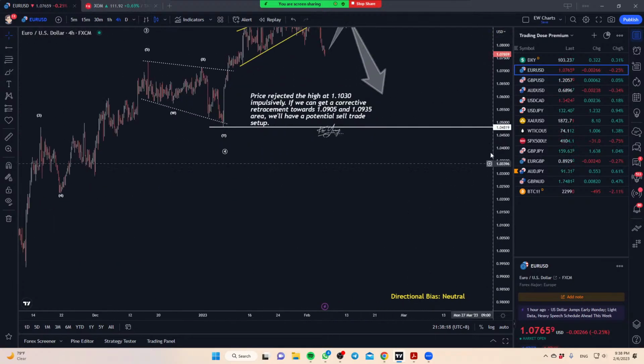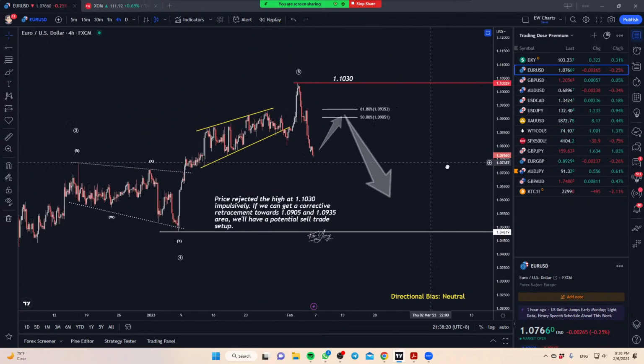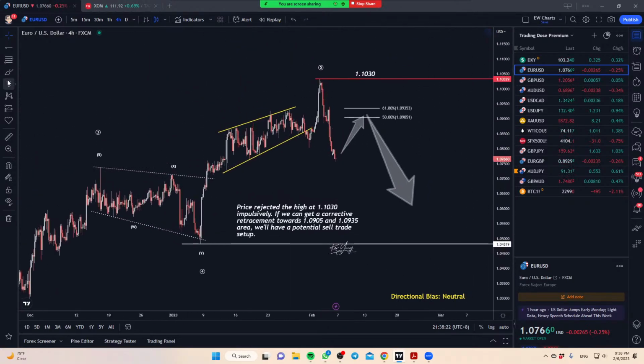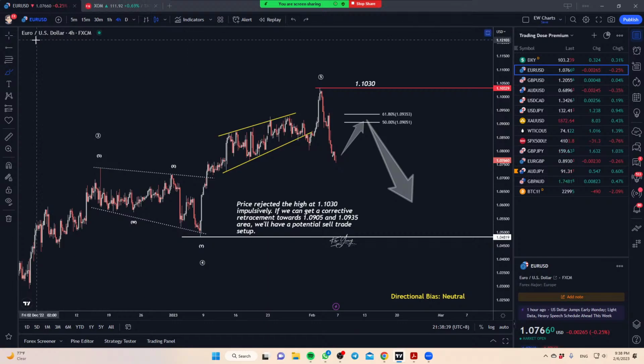Okay, so the same kind of aspect that we're looking at over here is we want to see a decent corrective pullback, potentially towards that 50 and 618 fibs. That might give us that sell opportunity, somewhere around 1.0905 and 1.0935. Okay, so keep an eye on that.